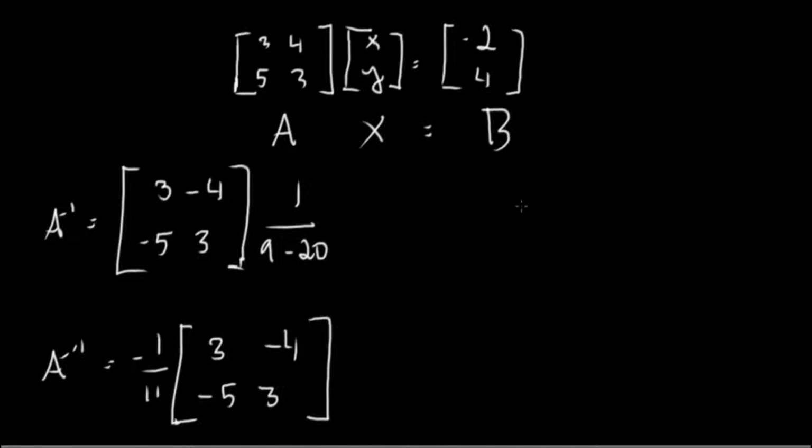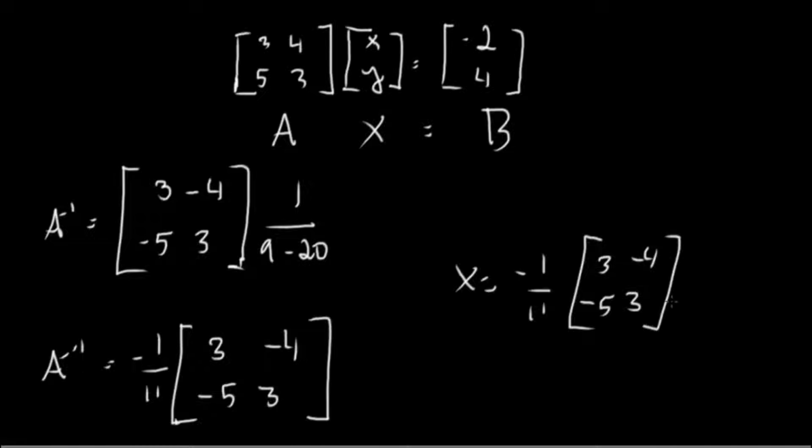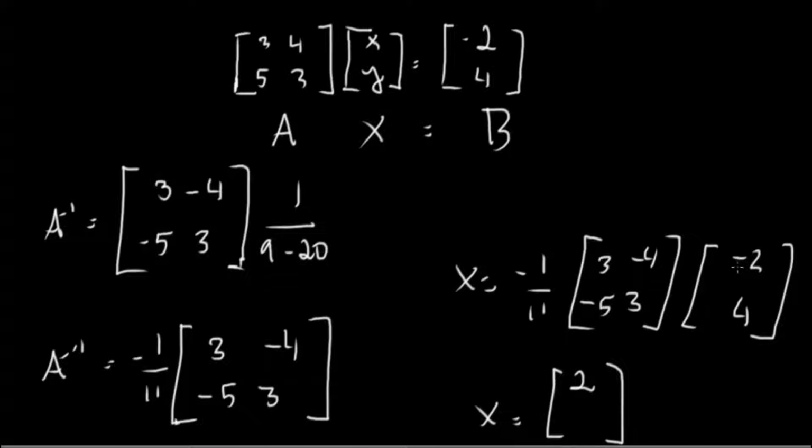Cool. And then our solution, X, is going to be that thing times [negative 2, 4]. So let's just go ahead and figure out what that's going to be. We got 3 times negative 2, negative 6. That's going to be plus negative 16, so negative 22 divided by negative 11. That's 2. And then negative 5 times negative 2, that's 10, plus 12, 22, that's going to be negative 2. So there's our solution, 2, negative 2.